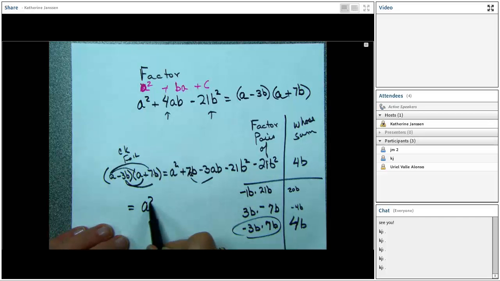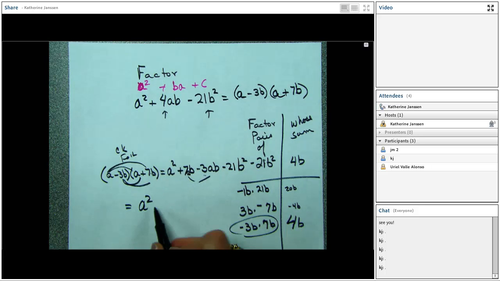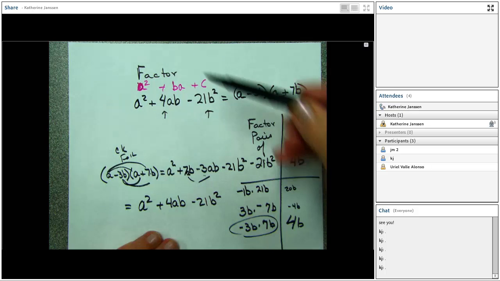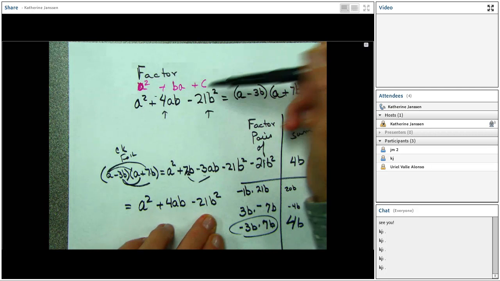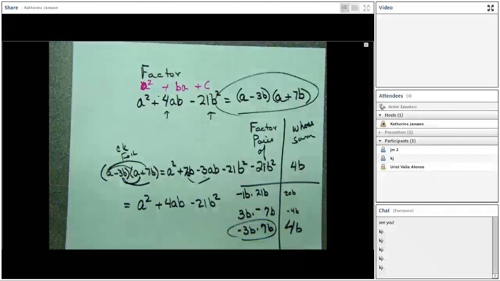I have a squared. We expect we can collect those like middle terms. A 7ab subtract 3ab would be a positive 4ab minus 21b squared. A squared plus 4ab minus 21b squared. Sure enough, I was able to factor that polynomial of the form a squared plus something times a plus constant as the product of two binomials, a minus 3b times the quantity a plus 7b.